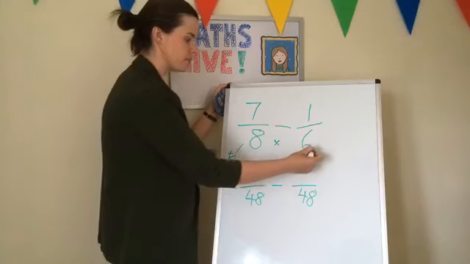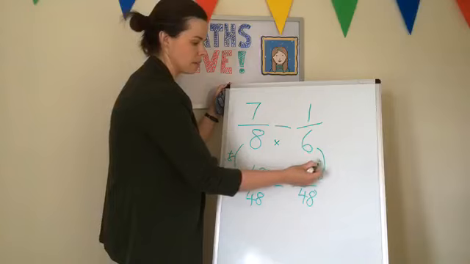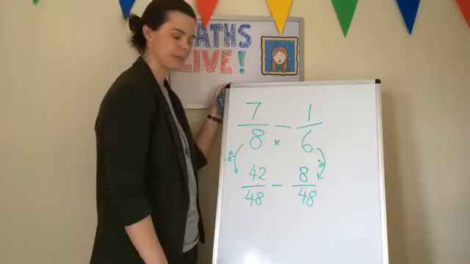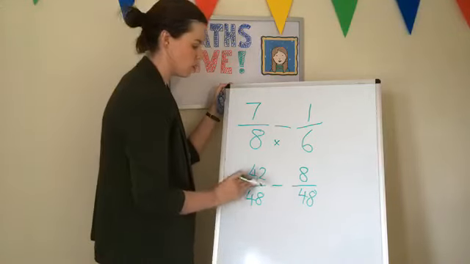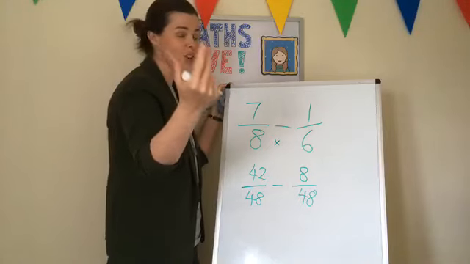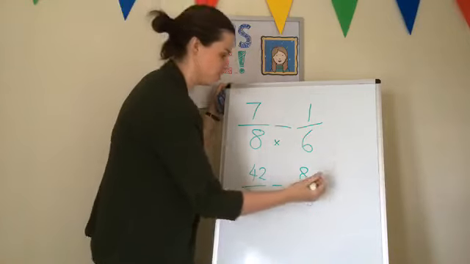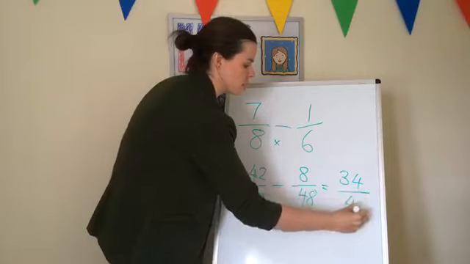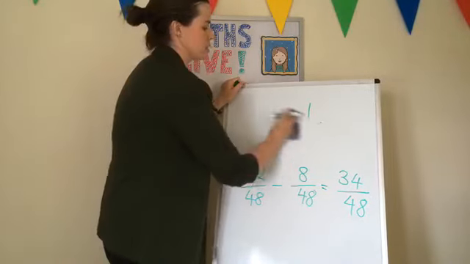Then we're taking away. What did you do to 6 to make it into 48? You times it by 8. So 1 times 8 is 8. Okay? So we've now got our sum that we can do. 42, take away 8, so 42, 41, 40, 39, 38, 37, 36, 35, 34. 34 over 48. Now, this is where we could simplify.